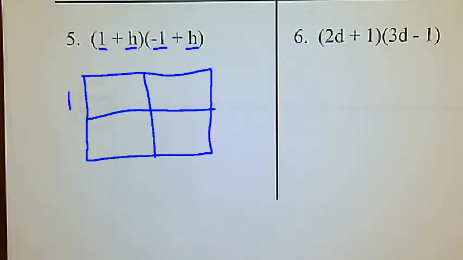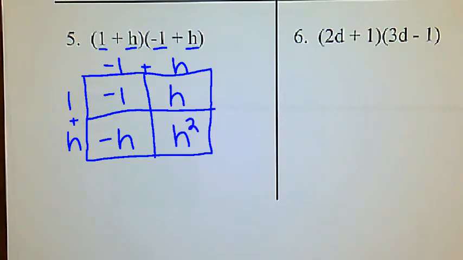Okay, so I'm going to do 1, and then that's a plus h, and then I'm doing negative 1 and an h. So you can put a little plus if you want. And then remember, you do the column with the row. So this would be negative 1 times negative 1, so that would be negative 1. Negative 1 times h would be negative h. H times 1 would be h, and then h times h would be h squared.